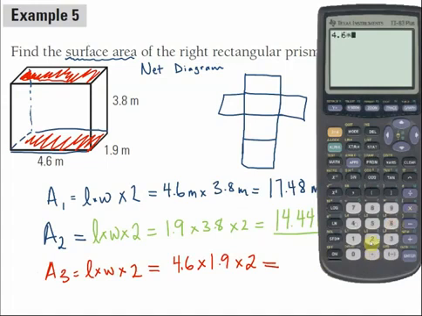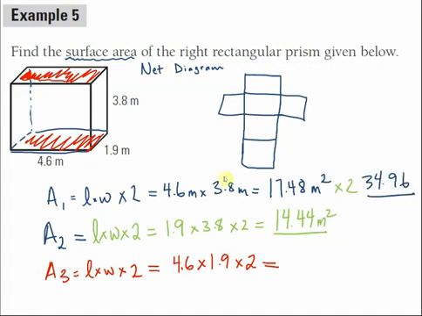4.6 times 1.9 times 2, top and bottom, is 17.48. And because these are areas of rectangles, the units are meters squared. So there's 1, 2, 3.